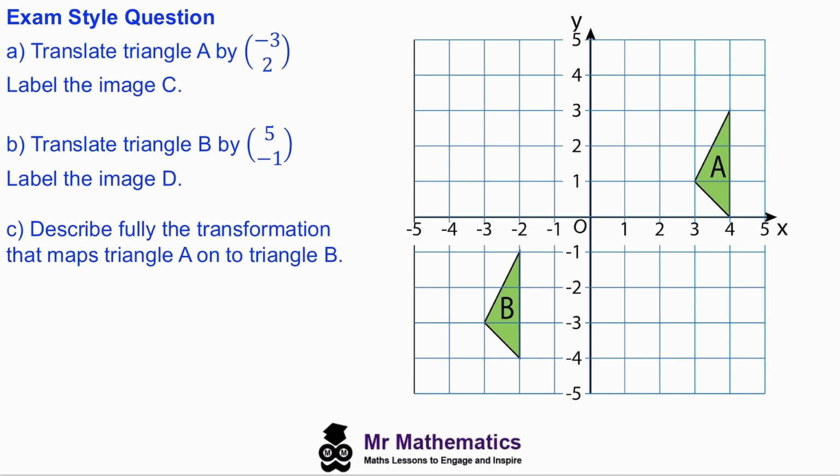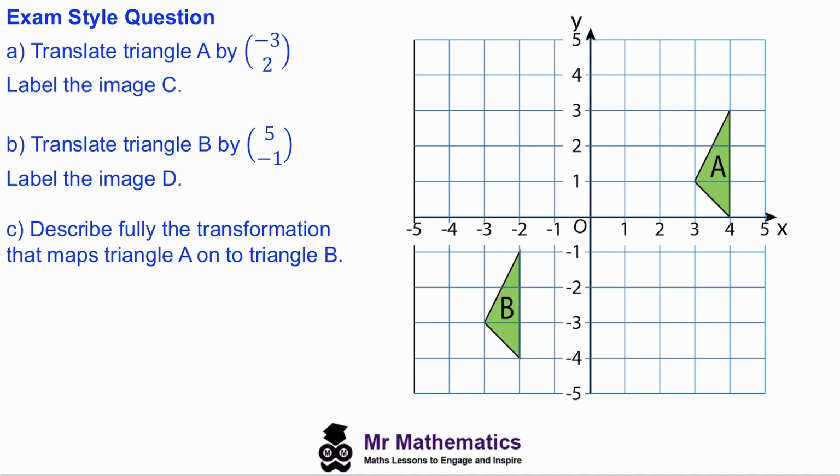So in this question, we've been asked to translate triangle A by (-3, 2), and label the image C, then to translate triangle B by (5, -1), and label this image D, and then to describe fully the transformation that maps A onto B. So perhaps you want to try this question yourself. You can pause the video, and when you come back, we'll go through the solution.